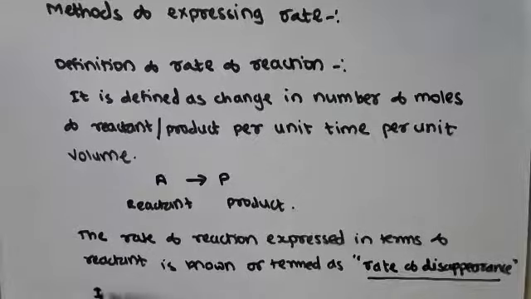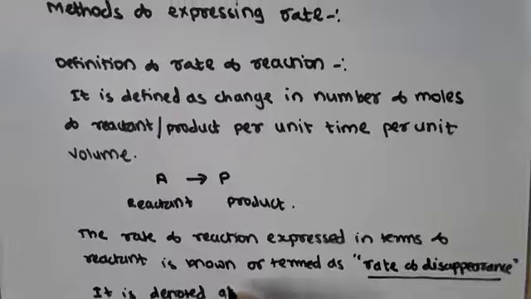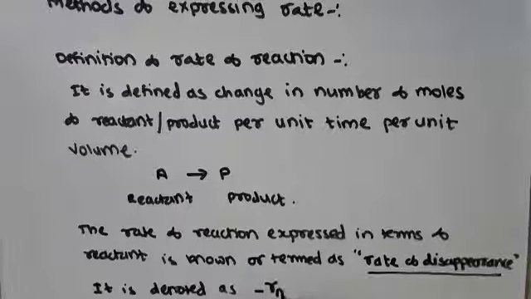it is denoted as minus RA. R stands for rate, A stands for reactant, that is rate of reactant, and this negative sign is because the concentration of reactant is decreasing, so final concentration minus initial concentration divided by the time interval will be negative. So in order to make it positive, the negative sign is taken.